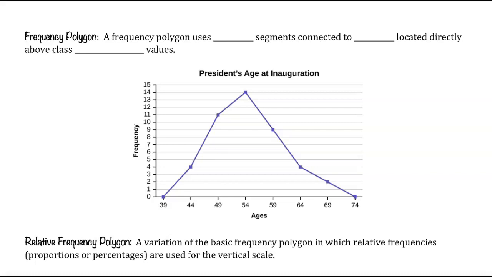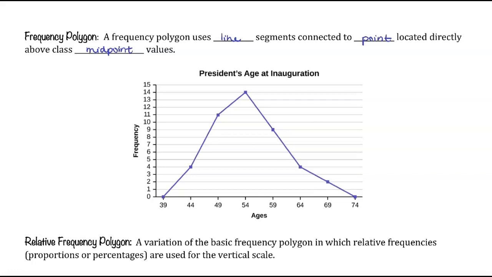A frequency polygon uses line segments connected to points that are located directly above class midpoint values. Unlike our histograms, where we created bars with the heights for each class, with a frequency polygon, we simply plot a point for each class. It's important that we use class midpoints and that the height corresponds to frequency.